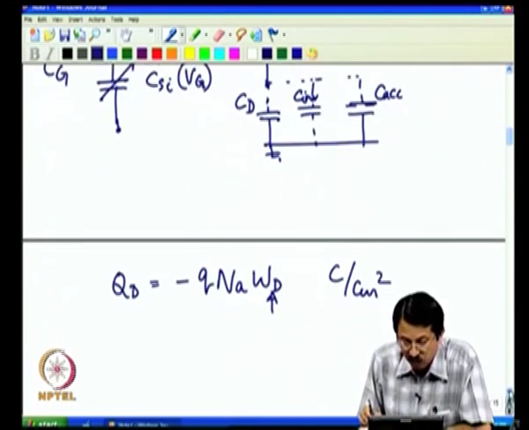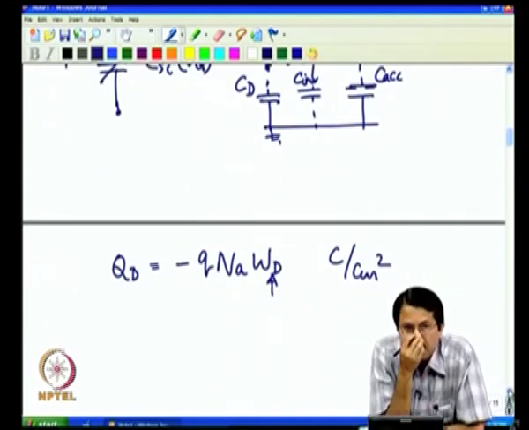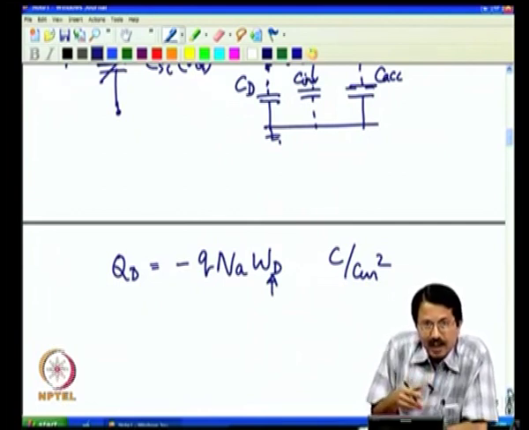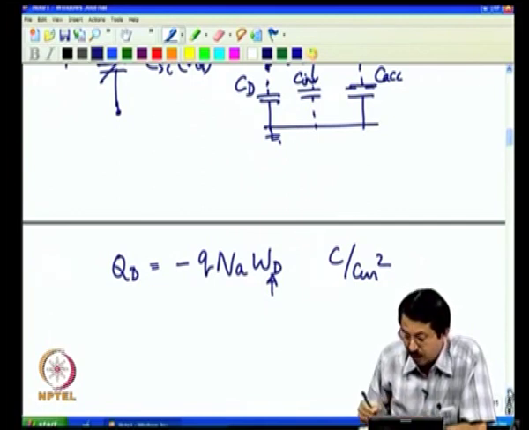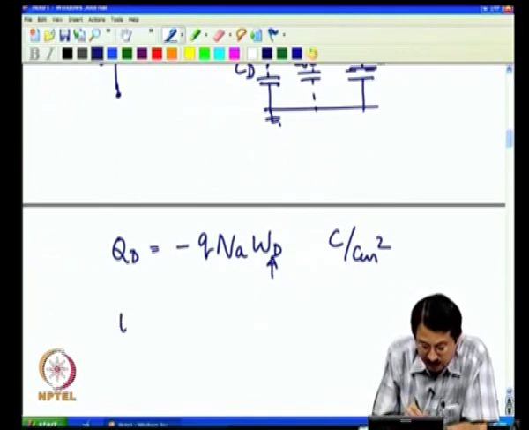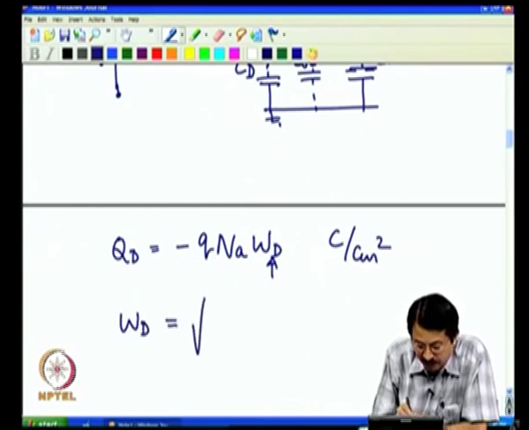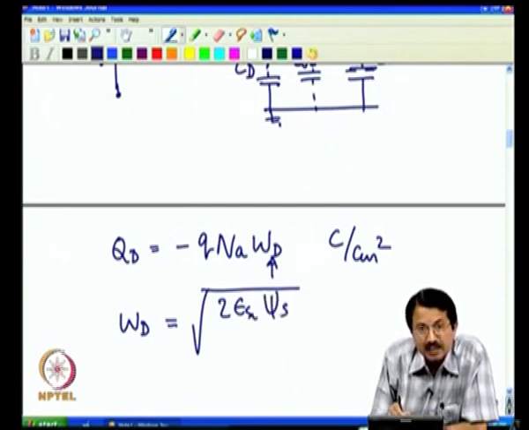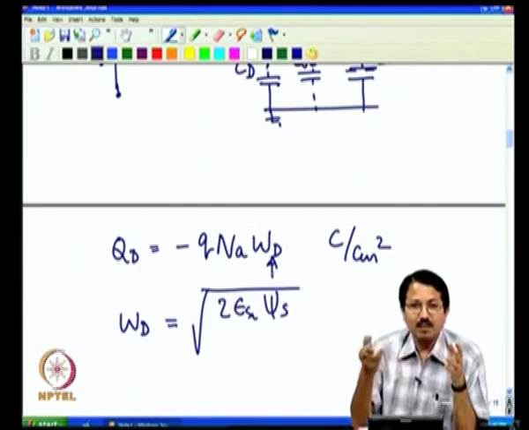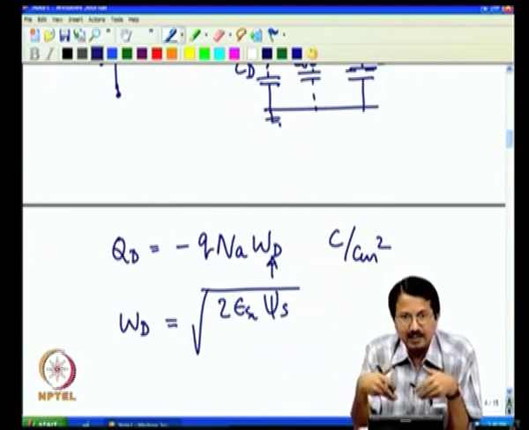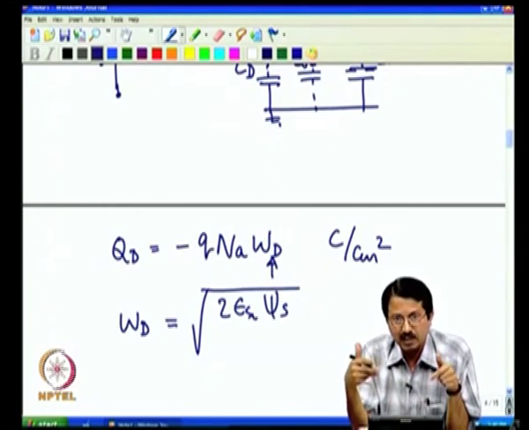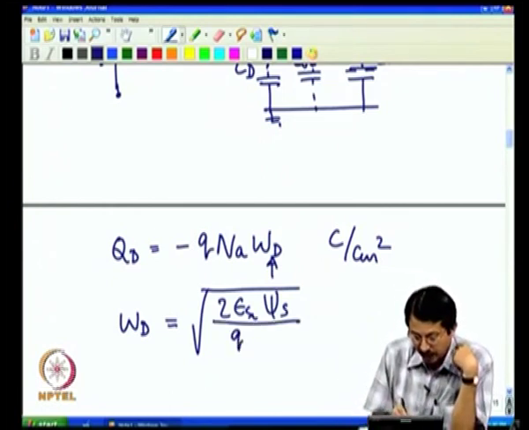Now what is WD? I also had mentioned that you can make a depletion approximation, and then it becomes a one sided junction, we have discussed this in the earlier class. In other words, for a one sided junction, your WD is essentially given as the square root of 2 epsilon silicon times psi s over q Na, where psi s is the voltage across the depletion region, because psi s is the voltage across silicon, and why is the voltage across silicon present? Because there is a depletion region, and hence psi s is effectively the voltage across the depletion region.